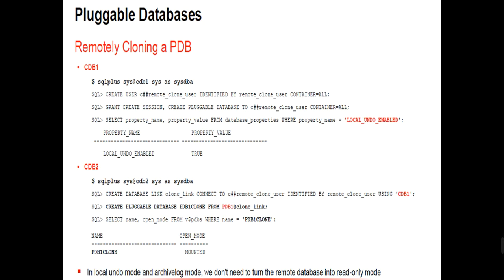Create pluggable database PDB clone from PDB1 at clone DB link. That DB link we are giving that service, so it will connect to the source database and clone to the target side. Once the pluggable database is created, you can check it. It will be created in mount stage.